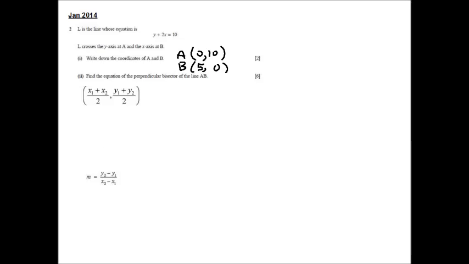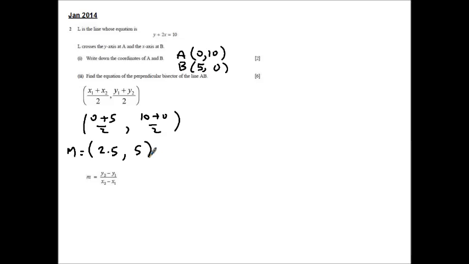Okay, so we're going to first of all work out the midpoint of the coordinates A and B. So we've got our standard formula illustrated. So therefore, we add our x values together, divide by 2, and the y values, and divide by 2. Therefore, the midpoint is (2.5, 5).